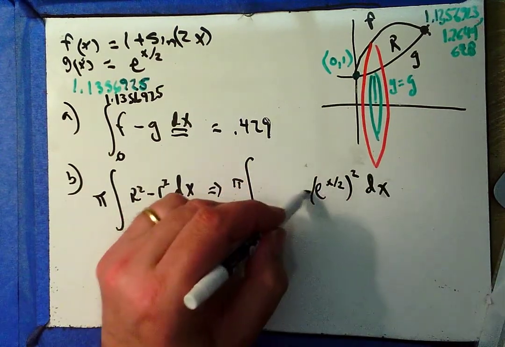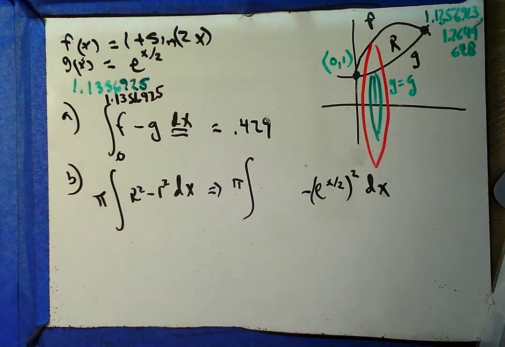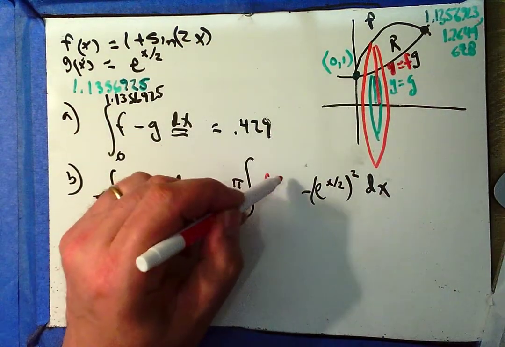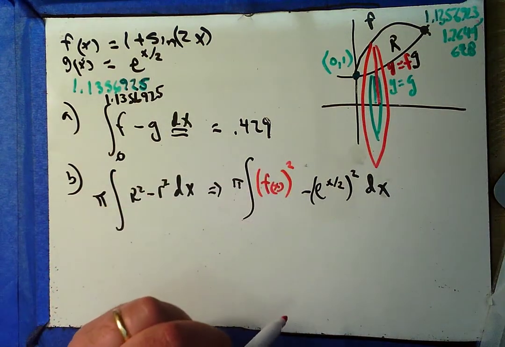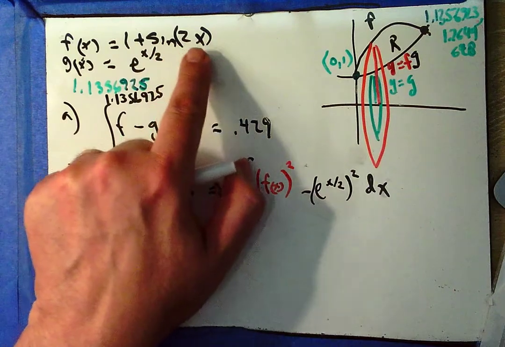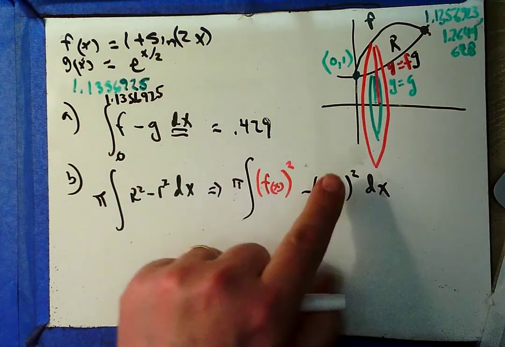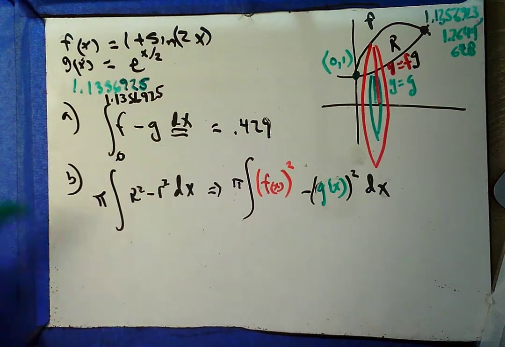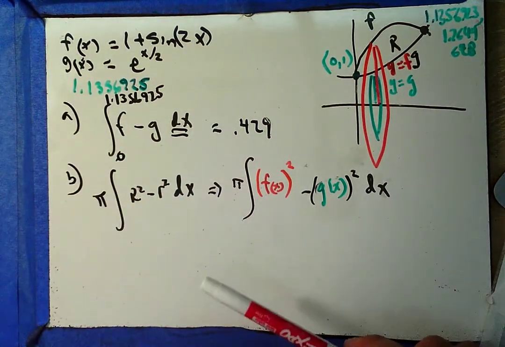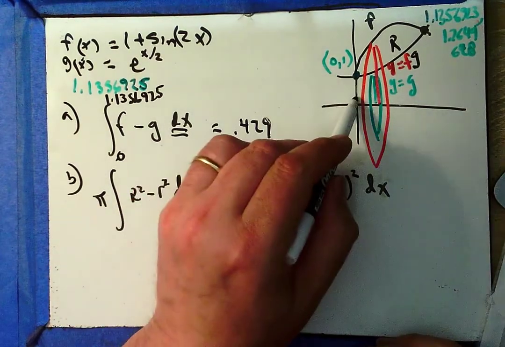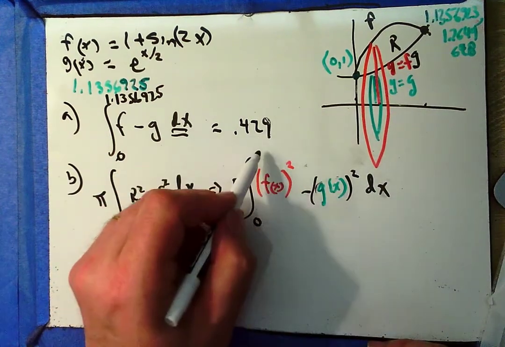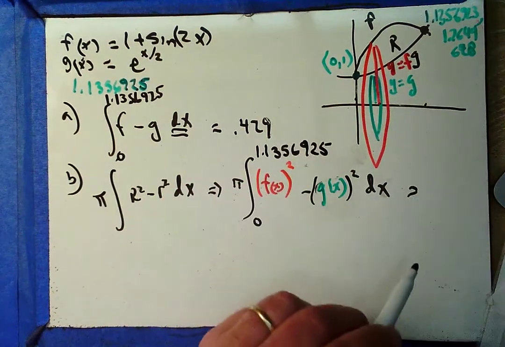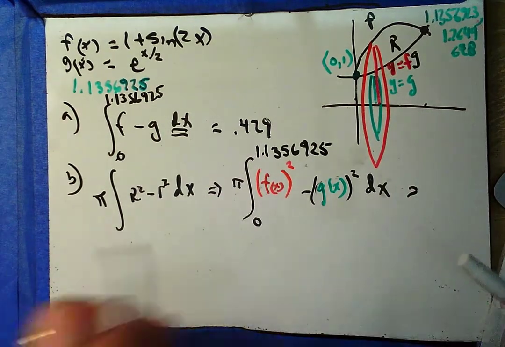That's fine. And then what else did we need? We needed big R. Big R is this distance. It's the y value to the f function. And so again, we could write f of x squared here, or if we wanted to, we could write in 1 plus sine of 2x and just make sure we square that whole quantity. I kind of like this g and f approach since they went to all the trouble of defining them for me. Don't forget, though, you also need bounds here. We're going from this x value to this x value, so we're going from 0 to 1.1356925.